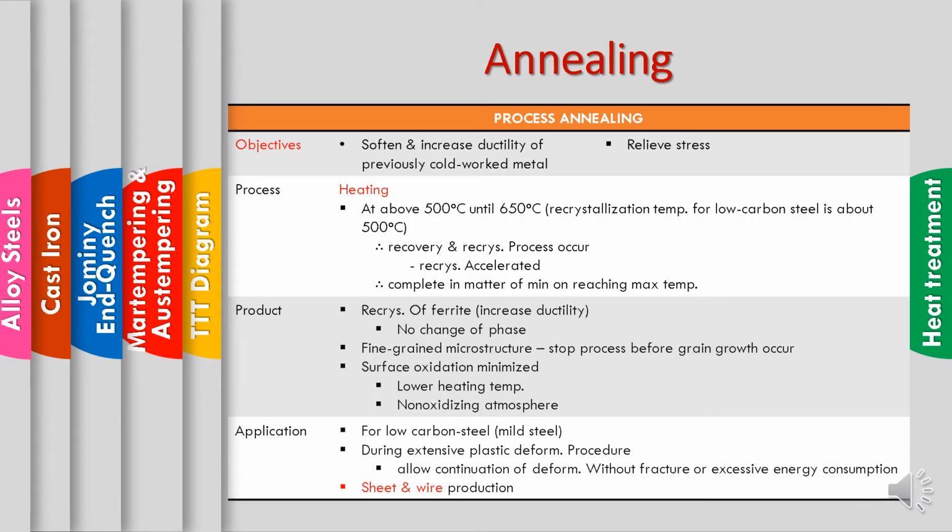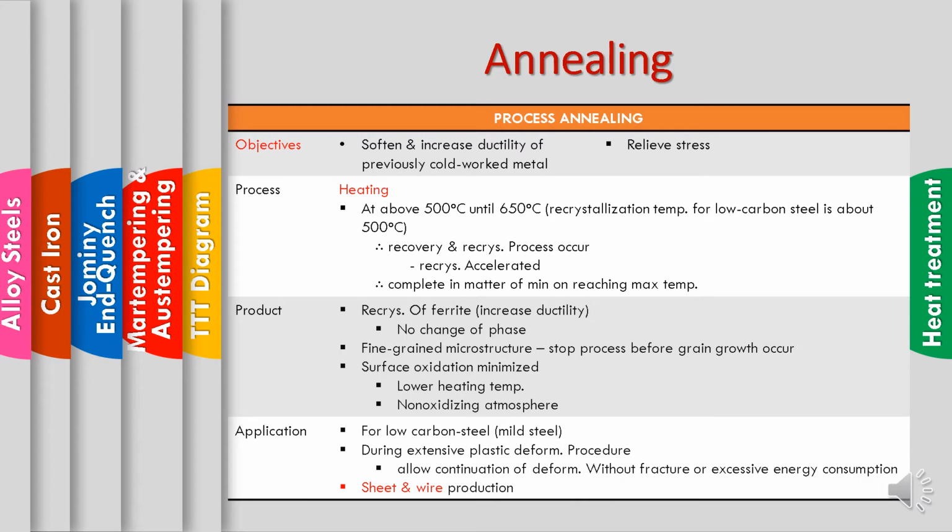And then for the process annealing, the objective is the same, to soften and increase ductility, previously for cold worked metals, and to relieve stress. The process takes place when we heat the sample from above 500 degrees Celsius until 650 degrees Celsius, whereby the crystallization temperature for the low carbon steel is about 500 degrees Celsius, at which the recovery and recrystallization process takes place.